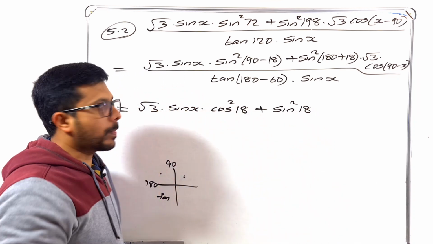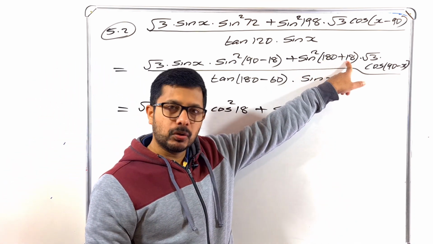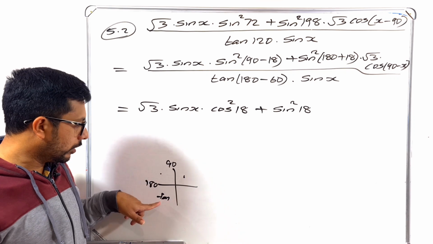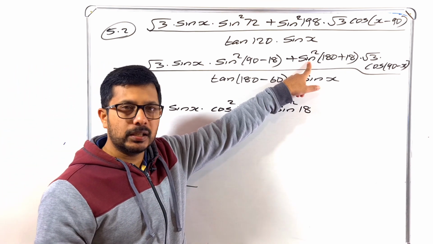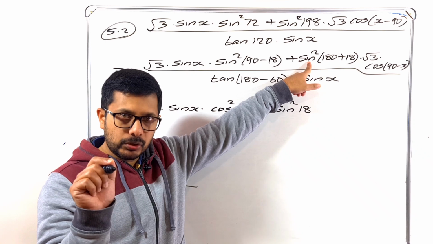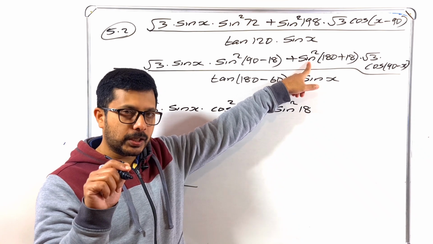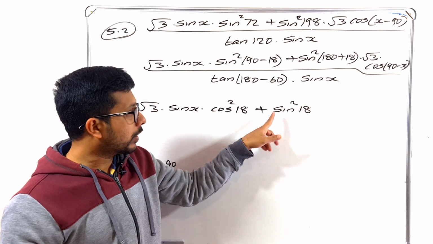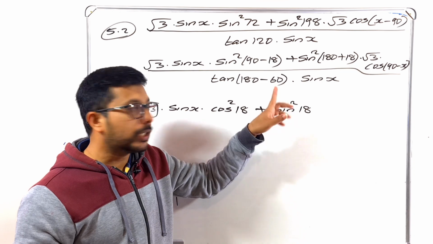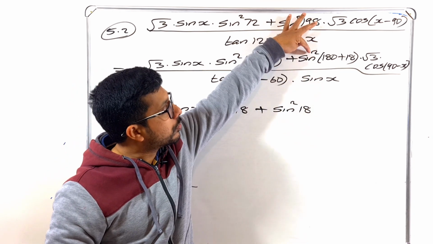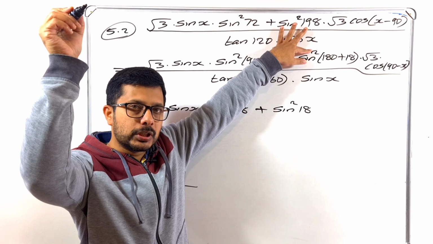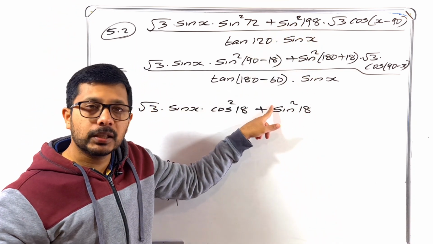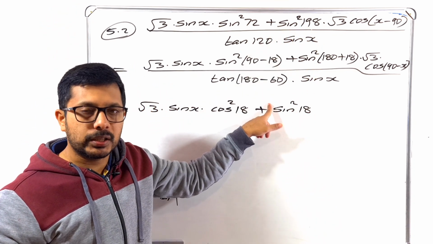Listen once more. 180 plus 18 is in which quadrant? Third quadrant. In the third quadrant, what is positive? Tan is positive. Here what? Sine. So it is supposed to be negative. But try to understand like this. We are supposed to write a negative here, but because of this square, that negative is going to be squared. That means it's positive. That's why here we didn't write that negative. Otherwise we are supposed to write negative here.